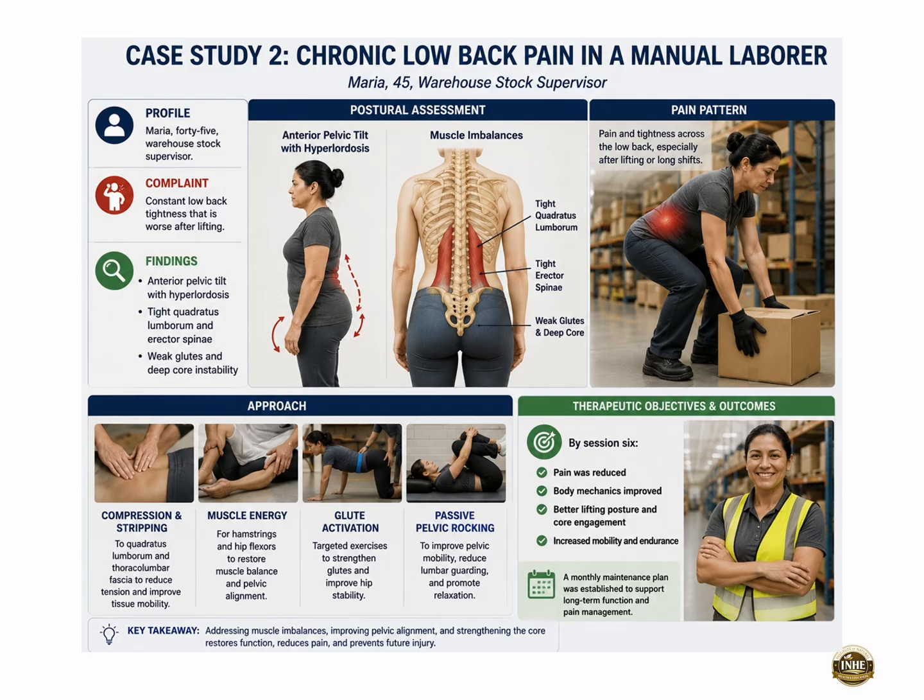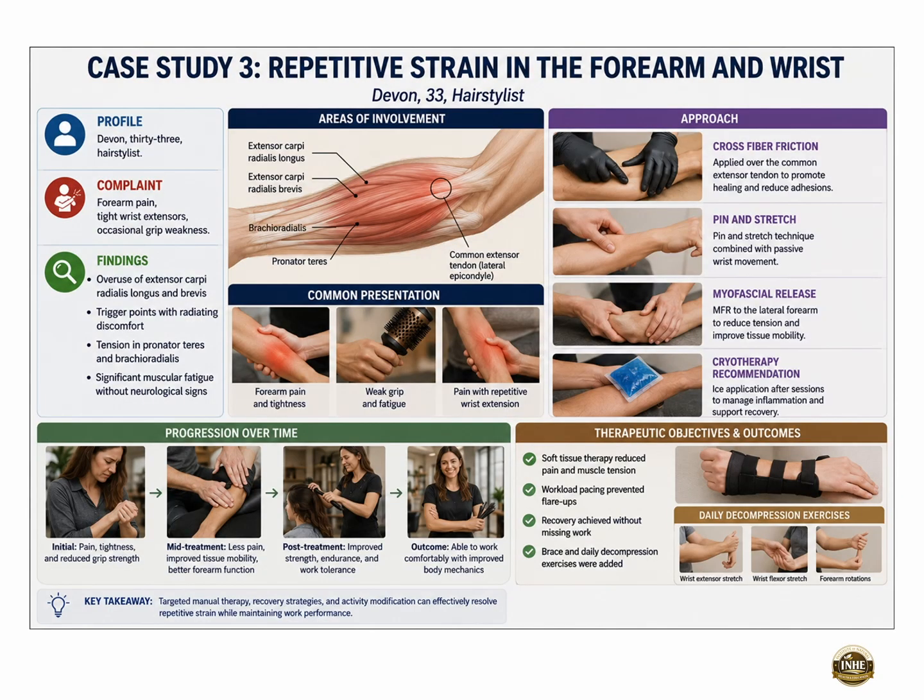The last case study, repetitive strain injury. This case involved repetitive overuse of the wrist extensors. Trigger points and fascial congestion restricted movement and produced pain.